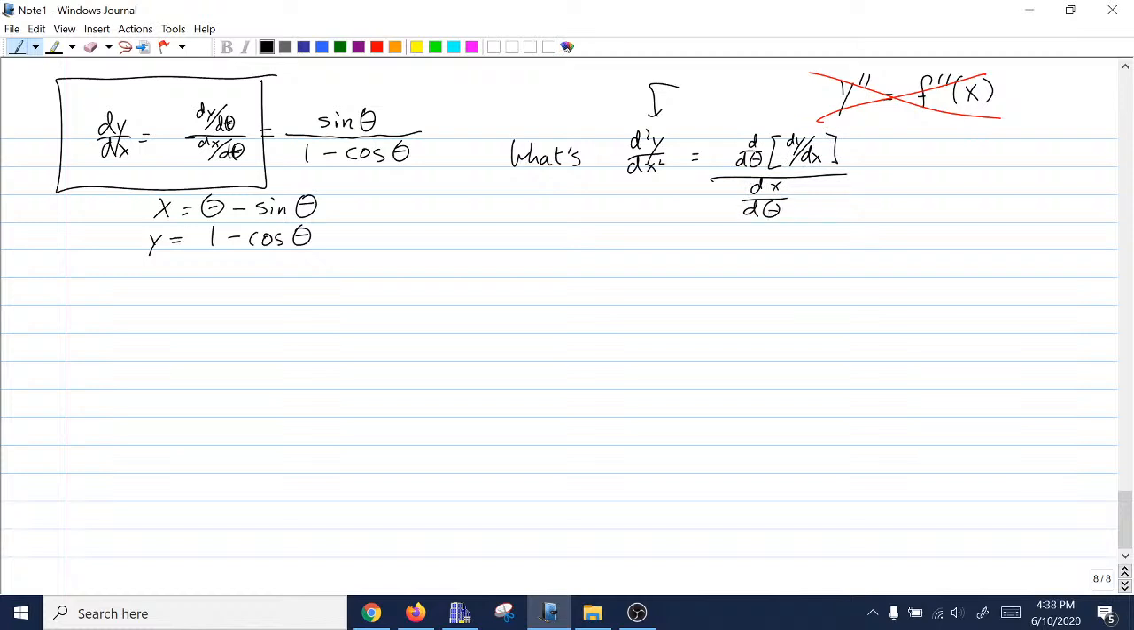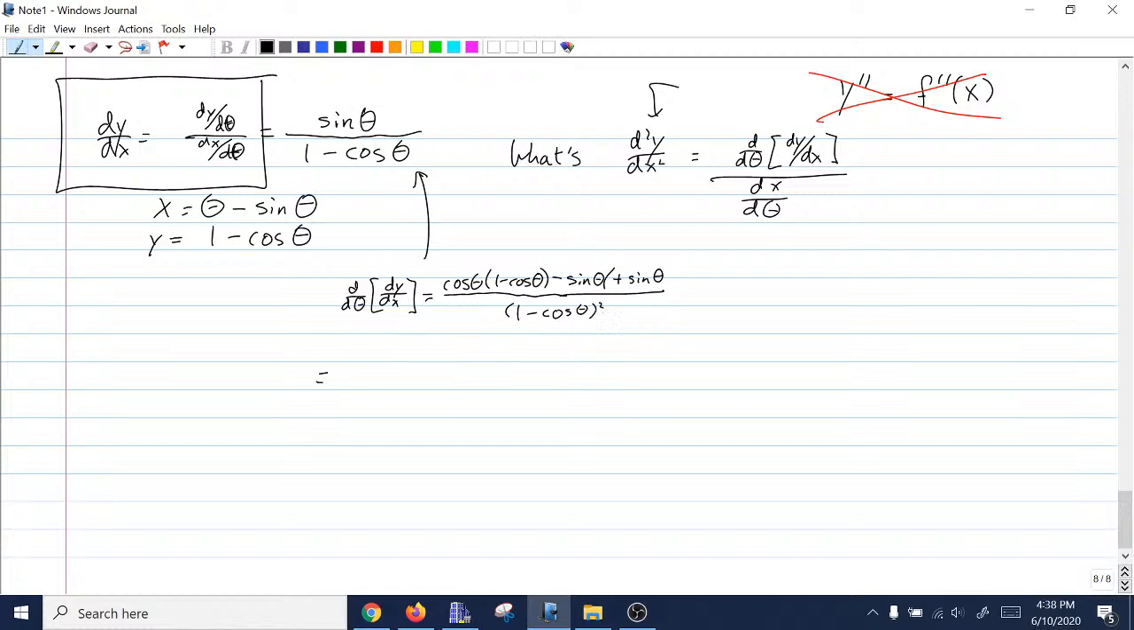What's the derivative of dy dx? Well, here's our formula for dy dx. We have this written down. You need this formula written down somewhere to be able to do this. The derivative with respect to theta of dy dx: how do I take the derivative of that? It's the quotient rule. Derivative of the top times leave the bottom alone, minus leave the top alone times the derivative of the bottom, which is 0 minus negative sine theta, over 1 minus cosine theta squared.